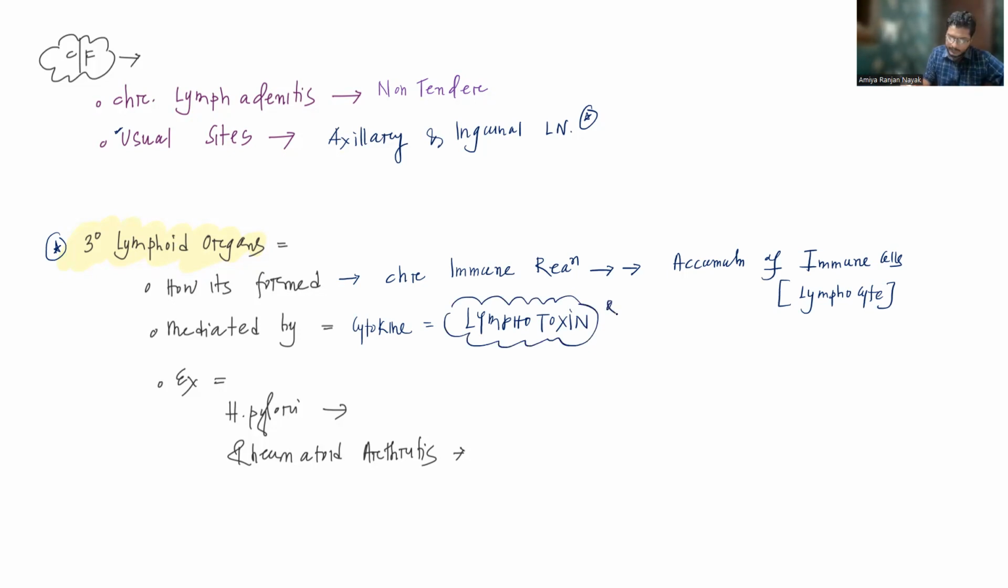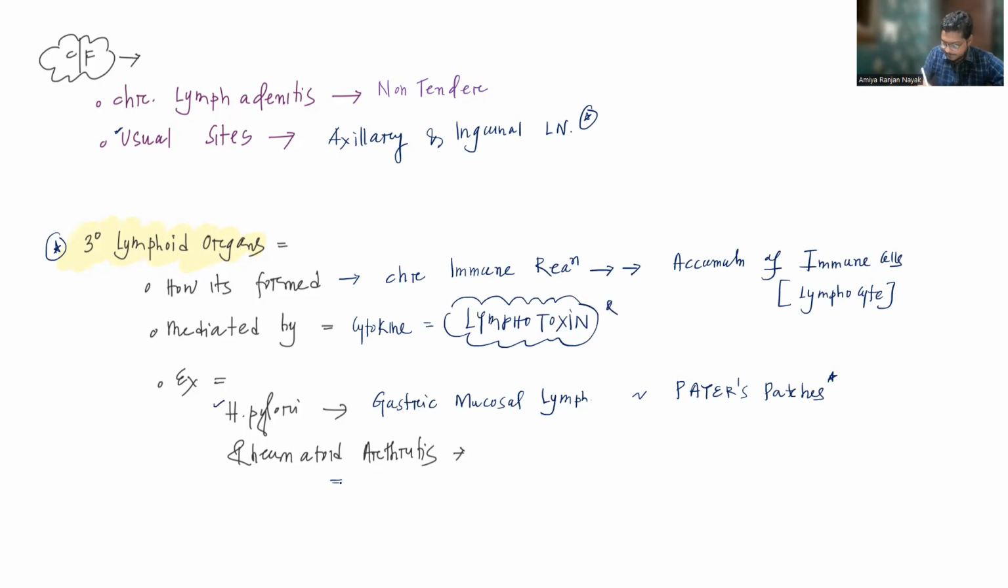If you see some of the examples, in patients with chronic H. pylori infection, you can find gastric mucosal lymphoid accumulation. This will resemble the Peyer's patches. We will discuss this more when we discuss GI pathology.